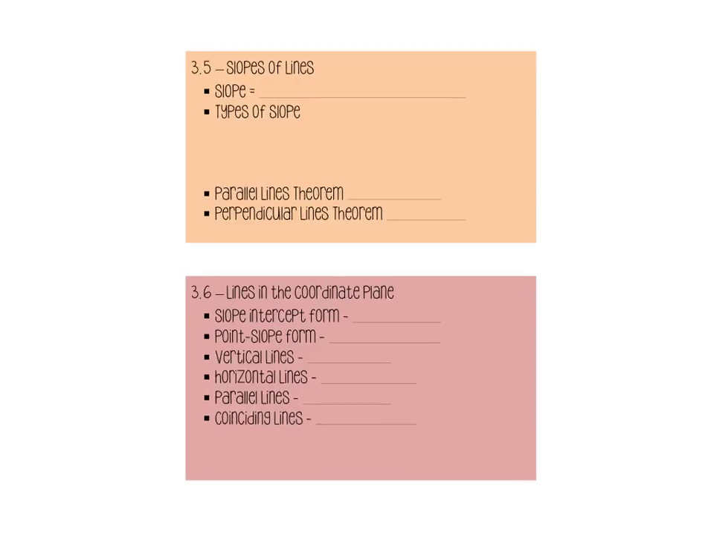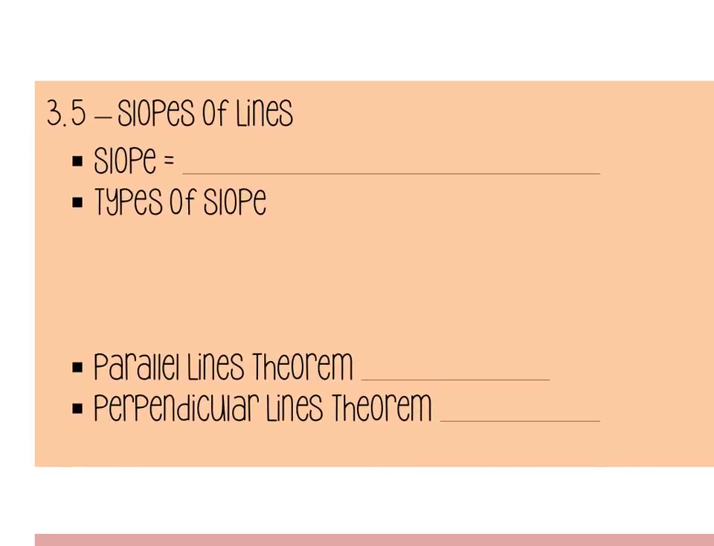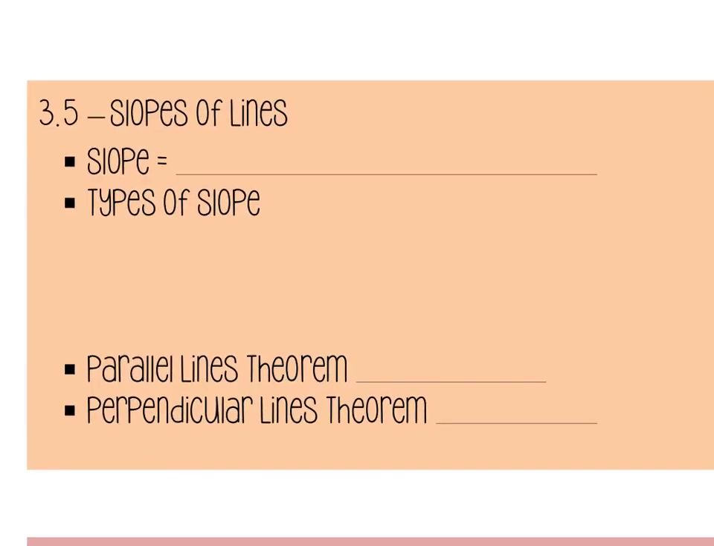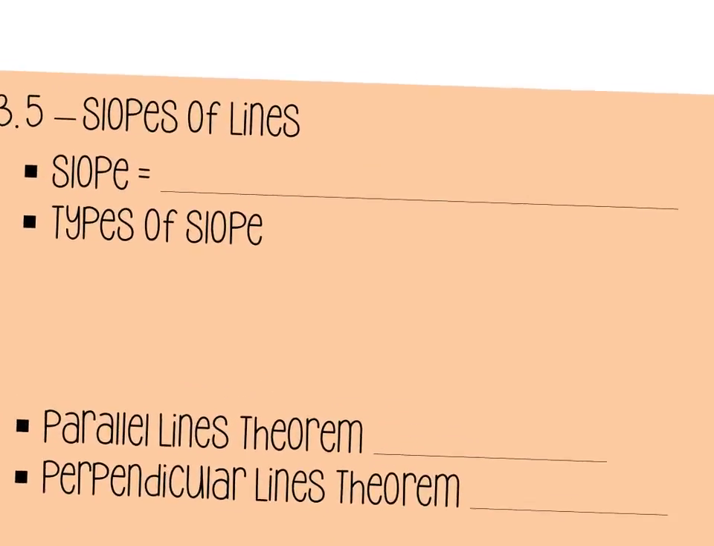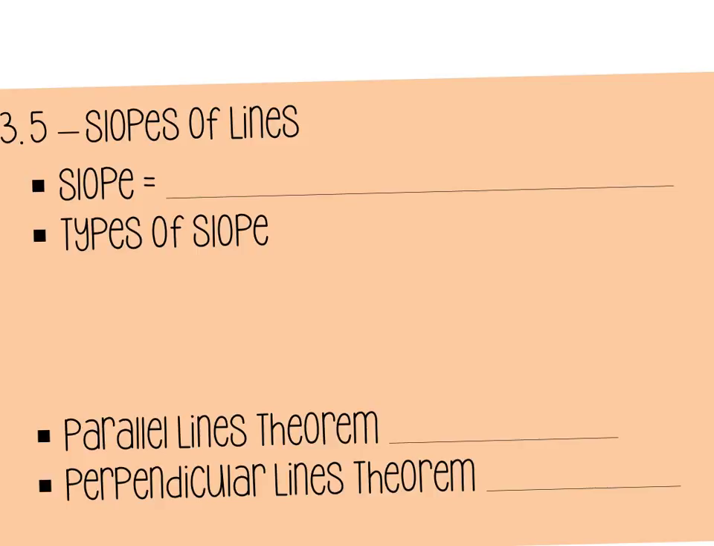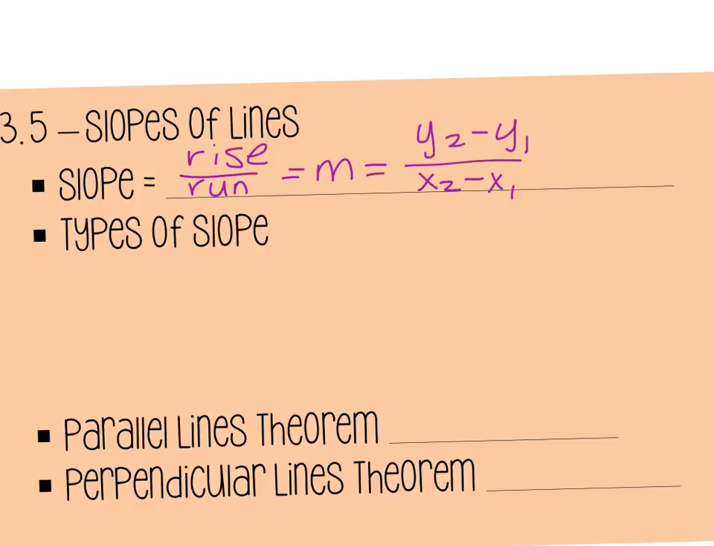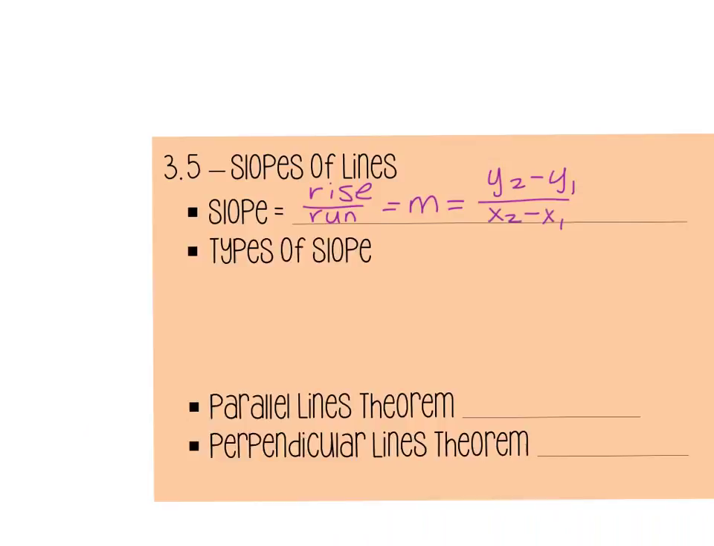All right, 3.5 is next. So 3.5, slopes of lines. The slope, which is called rise over run, is also shown by the symbol m. And the equation is y2 minus y1 over x2 minus x1. So you're going to get given points here, and it will ask you to find the slope.